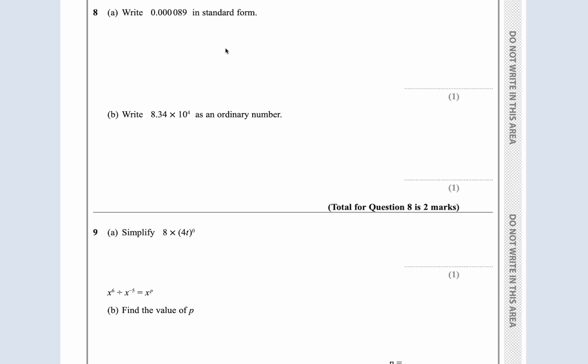Okay, question 8. Write in standard form, right? There's only one mark, guys. Hopefully we can all do this. It's 8.9, first number between 1 and 10. And then we go 1, 2, 3, 4, 5 back. So I'm going to multiply by 10 to the power of negative 5. Then this one, 8, 3, 4. We're going to go 1, 2, 3, 4. So I need another two zeros. 1, 2, 3, 4. That's correct. So this is 8, 3, 4, 0, 0.